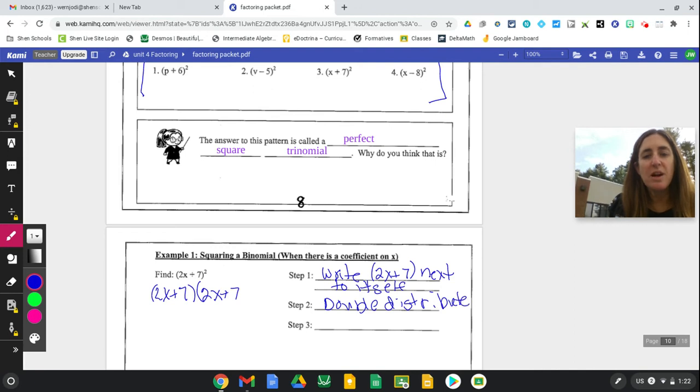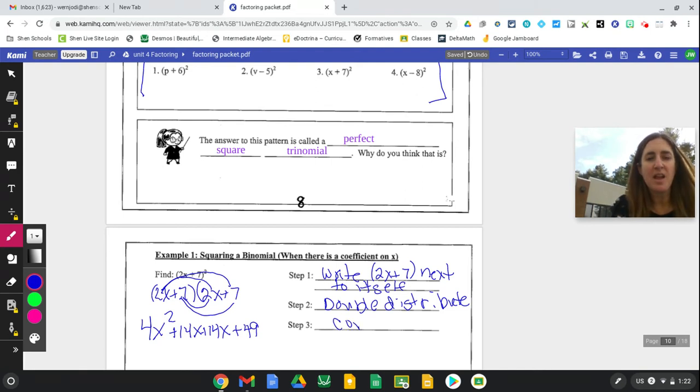So when I double distribute, 2x times 2x is 4x squared. Now notice that that perfect square also popped into the front of the problem. 2x times 7 is 14x. 7 times 2x is 14x. So again, there's that double. And 7 times 7 is 49. Again, our other perfect square. Our last step is always to combine our like terms. So if I combine up those two like terms in the middle, I have 4x squared plus 28x plus 49.